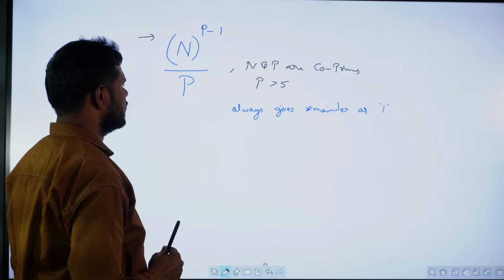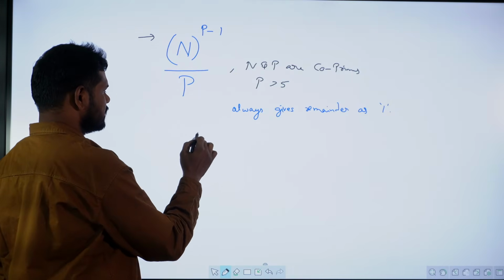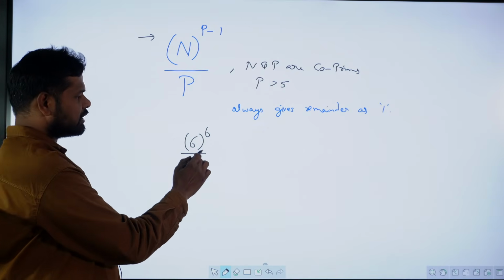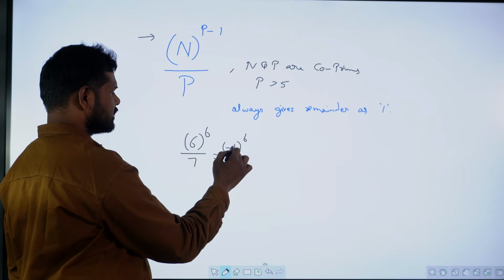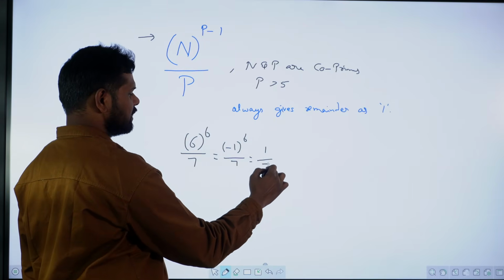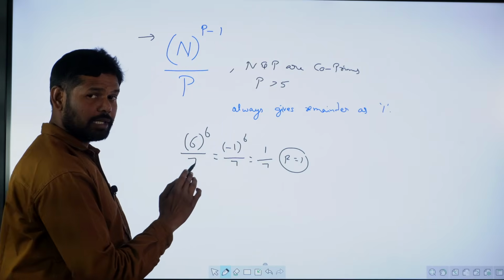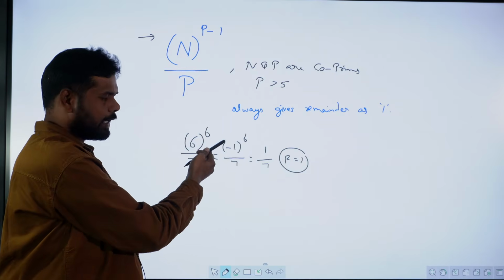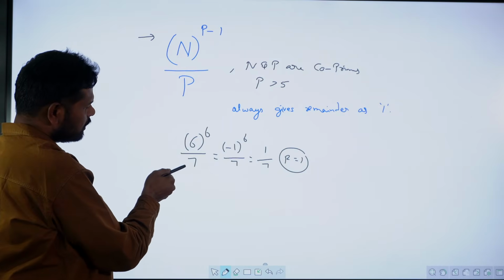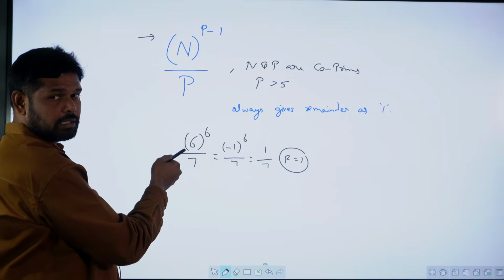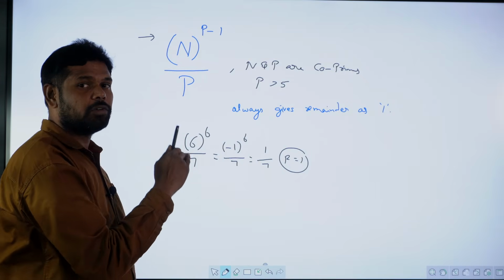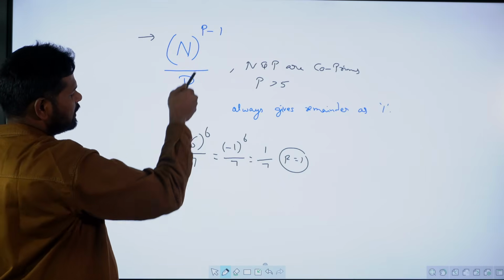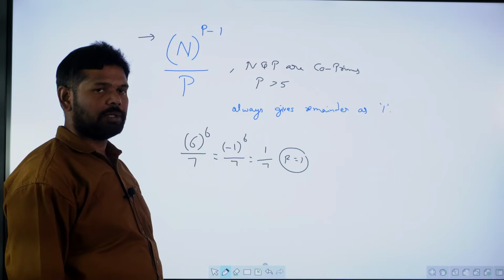Suppose, for an example, I write a very easy question: 6 power 6 divided by 7. What is the remainder? 7 minus 1, whole power 6, by 7. Minus 1 power 6 means 1 by 7. What is the remainder? Clear? Apply this rule, taking the negative remainder and solving. Here 7 is prime and n is 6. 6 and 7 are co-primes. Any two consecutive numbers are always co-primes. And the power is 7 minus 1, 6. So these types of numbers always give us remainder 1.